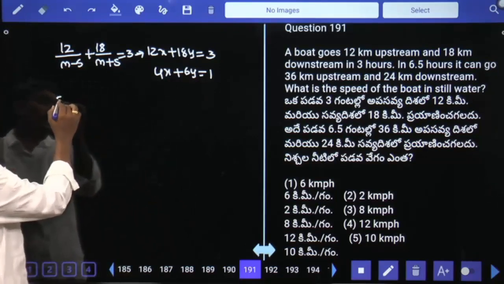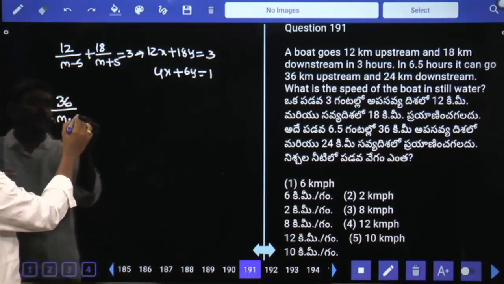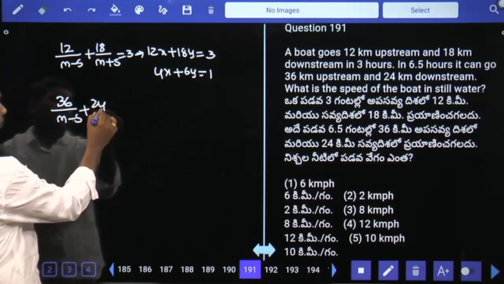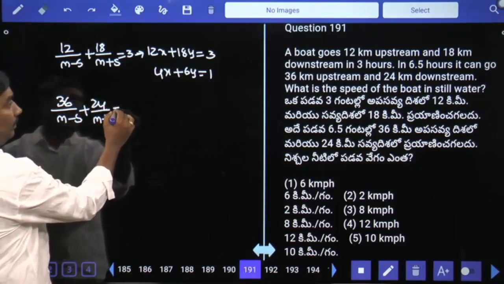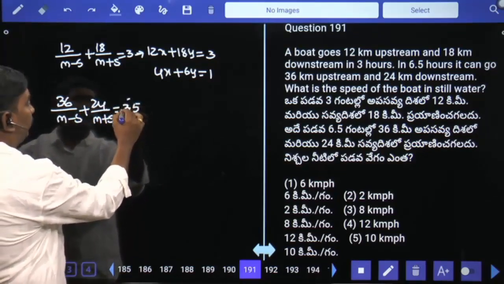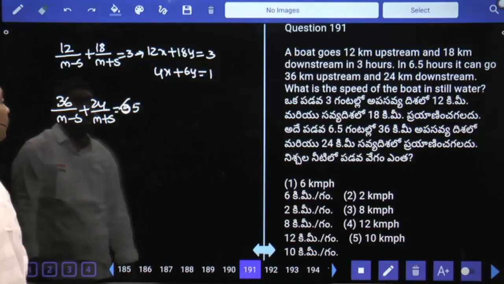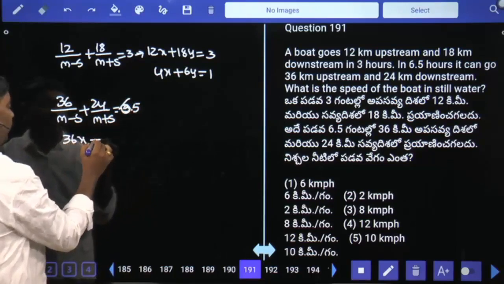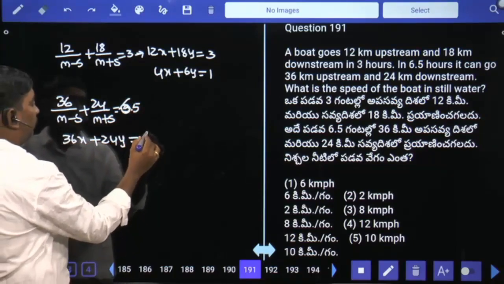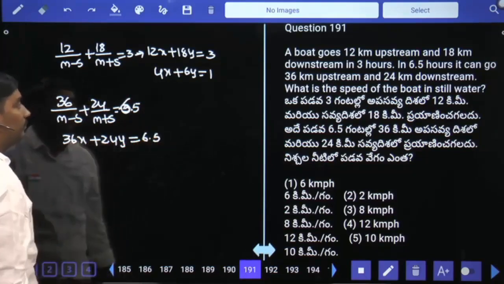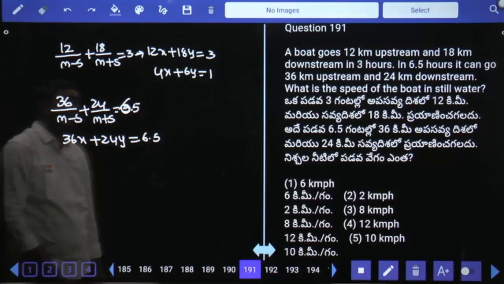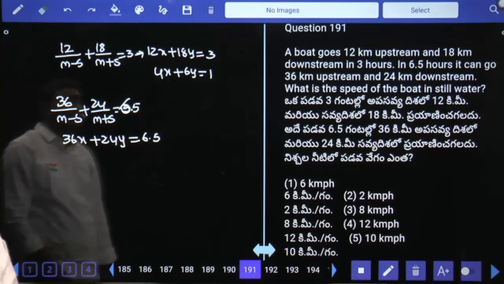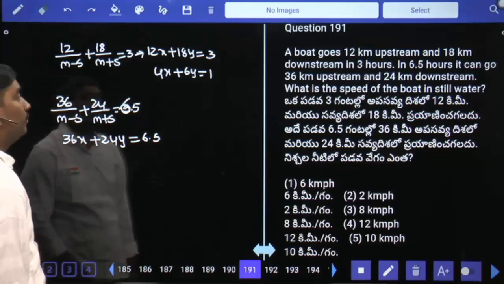It can go 36 kilometers upstream and 24 kilometers downstream in 6.5 hours. From this we can write down 36x plus 24y is equal to 6.5. So 36 upstream, 24 downstream, versus 12 upstream, 18 downstream.